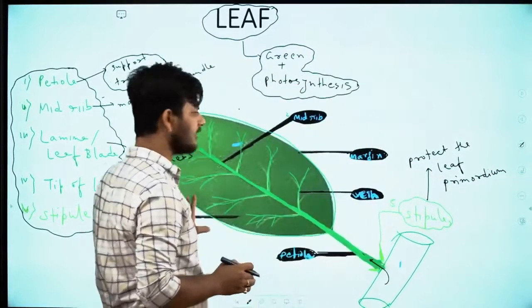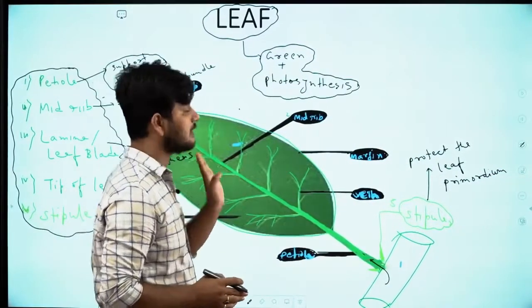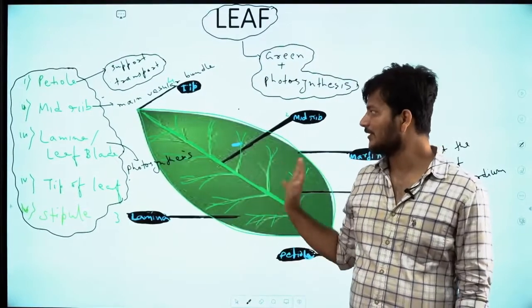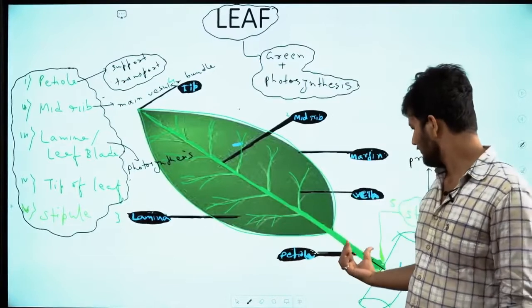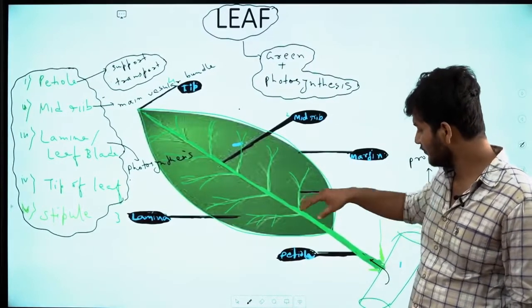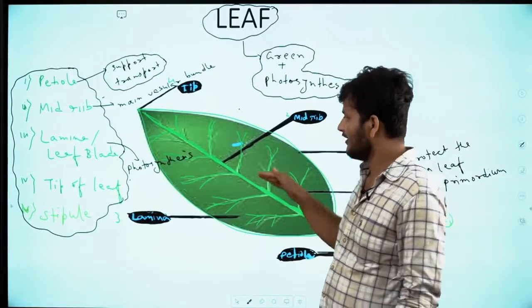It means we discussed that the leaf is a green structure which has the capacity to do photosynthesis. Various parts are present in the leaf. The first is the petiole, which attaches the leaf to the plant body. The second is the midrib, which is nothing.